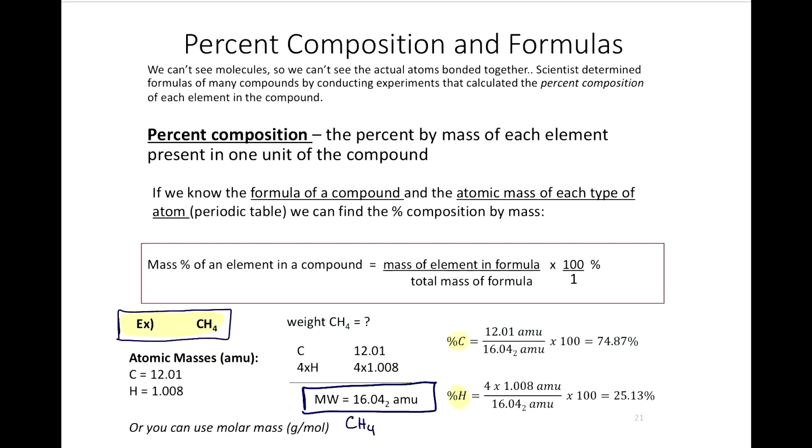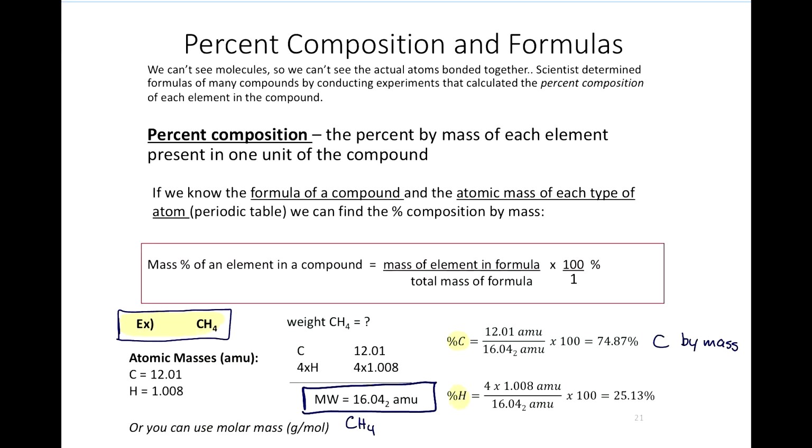I've done that work for you where, okay, we see that there's one carbon atom. So let's take the weight of that one carbon atom, 12.01, and divide it by the whole. I'm doing the part over the whole and multiplying by 100 to say, oh, this sample is about 74% carbon by mass, all right? So nearly 3/4 of the mass of methane comes from the carbon atoms versus hydrogen.